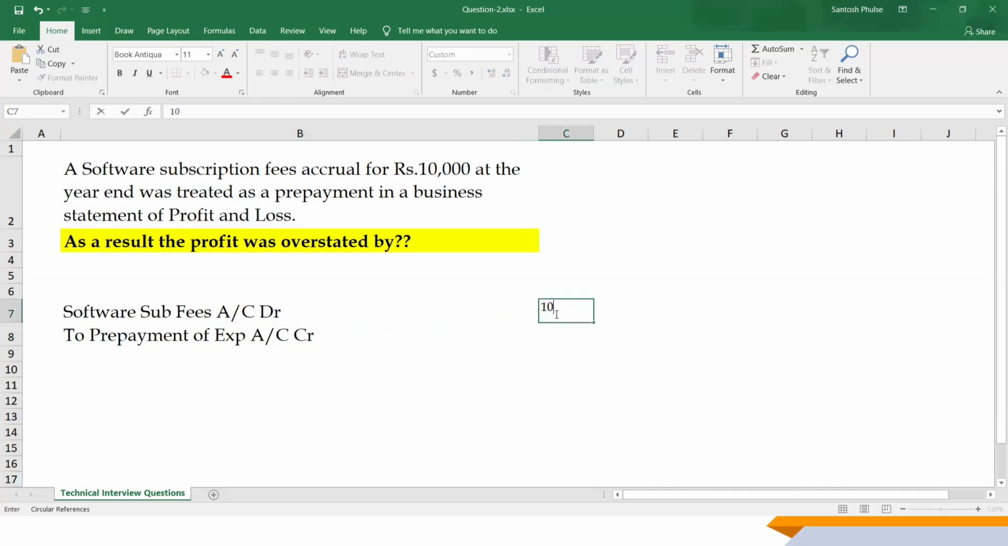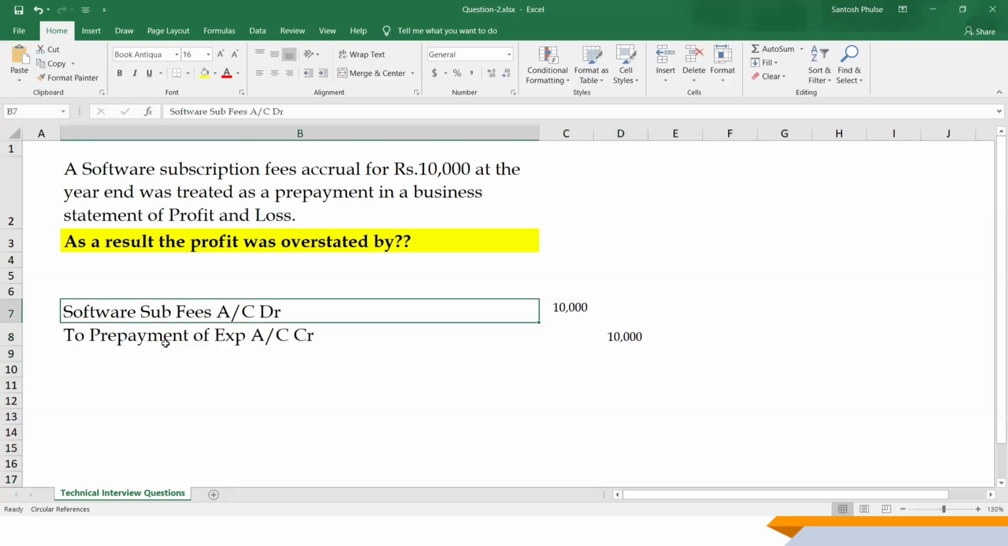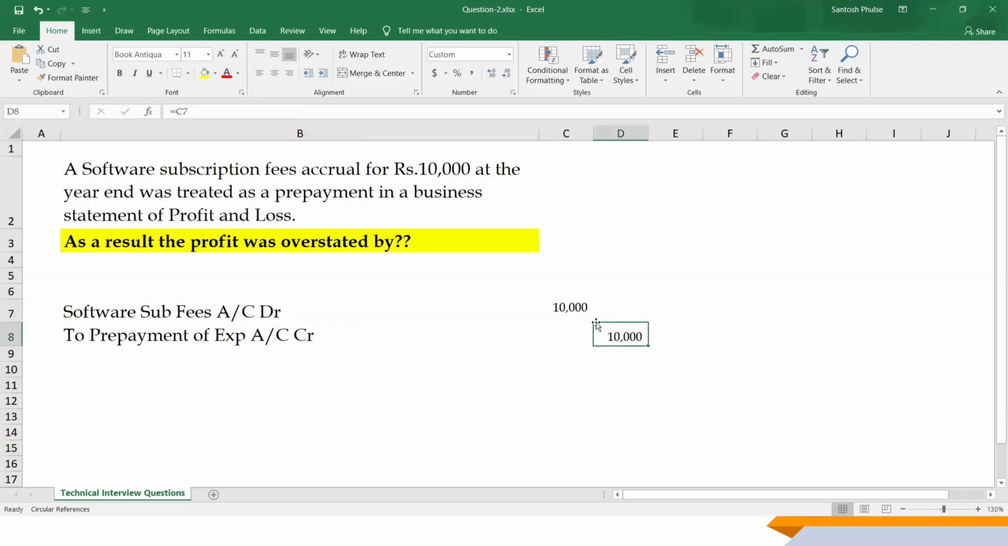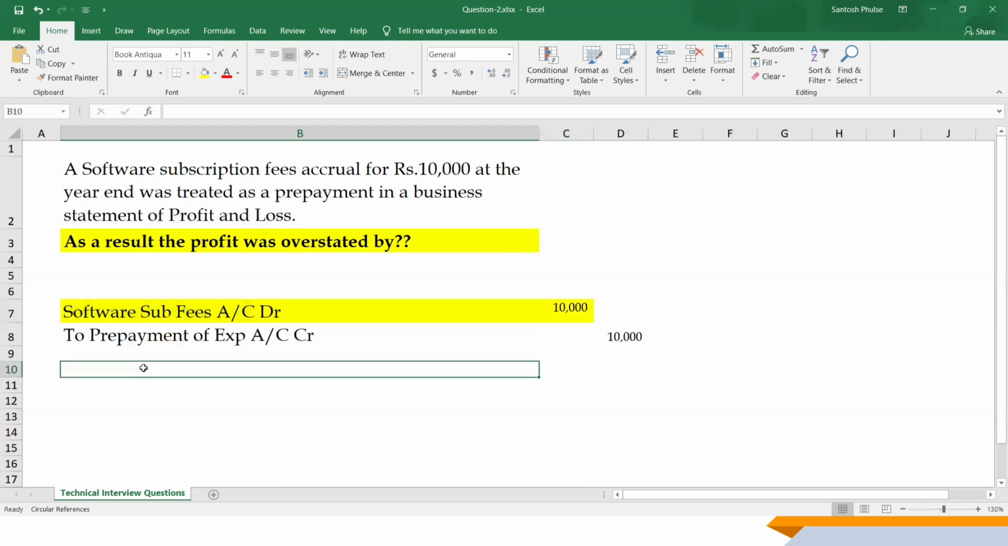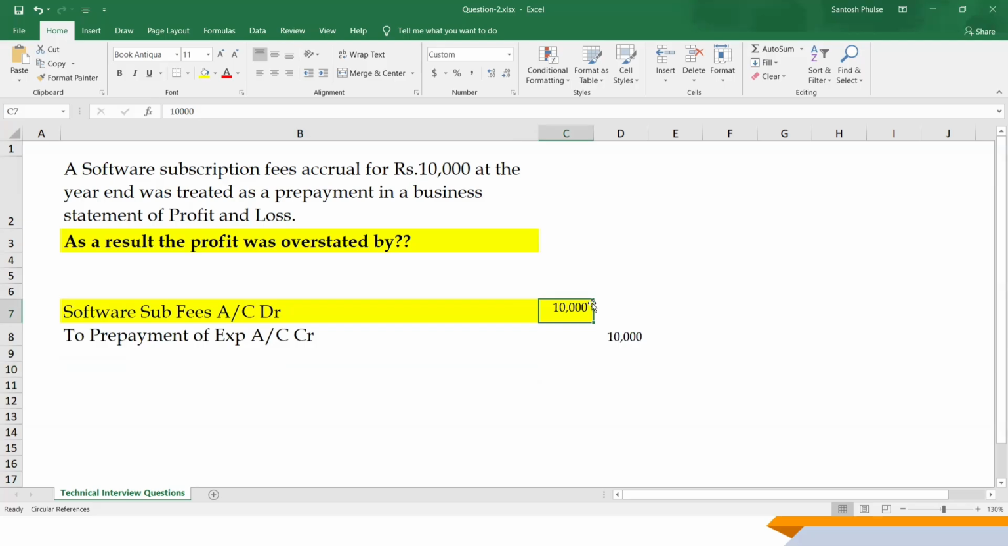So it means that by 10,000, we are debiting the expenses and we are reversing this prepayment expenses account. So that's the rectification entry. First we debited the P&L as software subscription fees for 10,000, and second, the prepayment of expenses account credit, that's 10,000. The debit goes to P&L as an expense. The credit is reduced from your prepayment balance, from the asset.